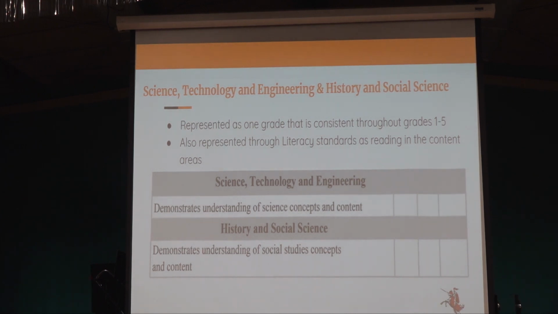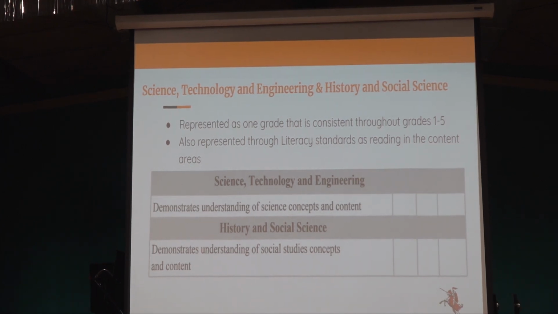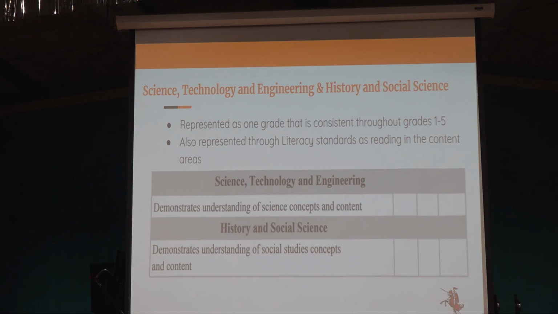All right. Science, technology, and engineering, and history, and social science. It is represented as one grade that is consistent through grades 1 through 5. It's also represented through literacy standards as reading in the content areas. What you'll see on the report card is science, technology, and engineering, and history and social science. There are a number of standards that make up both the sciences and social studies.